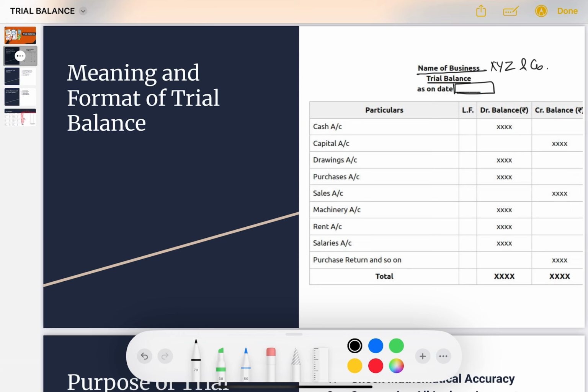It lists all the ledger balances: cash account, capital account, drawings account, purchases account, and the balances of all these ledgers are put in the debit column or credit column depending upon the nature of the account. We need to remember that if it is an asset, we put the balance in the debit column, whereas if it is a liability, then we put it in the credit column. Expenses are also put in the debit column, whereas incomes need to be put in the credit column, as per the golden rule of accounting.